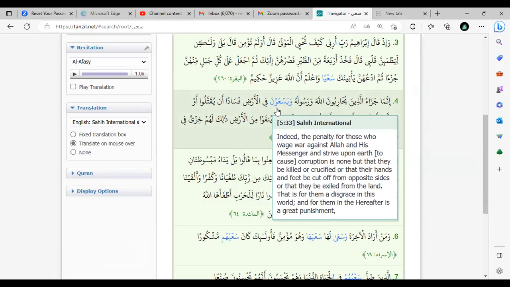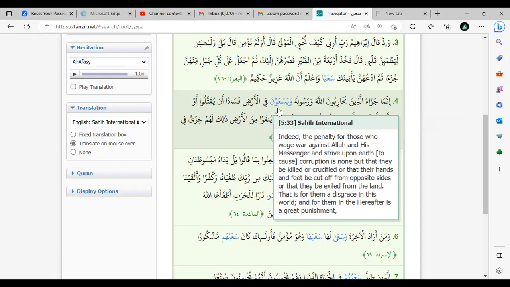Yas'auna fil ardi, is it madi or mudare? Yas'auna is a verb, mudare: they are making. Now read the translation which is appearing in English. Indeed, the penalty for those who wage war against Allah and His Messenger and strive upon earth to cause corruption. So it is the correct striving.